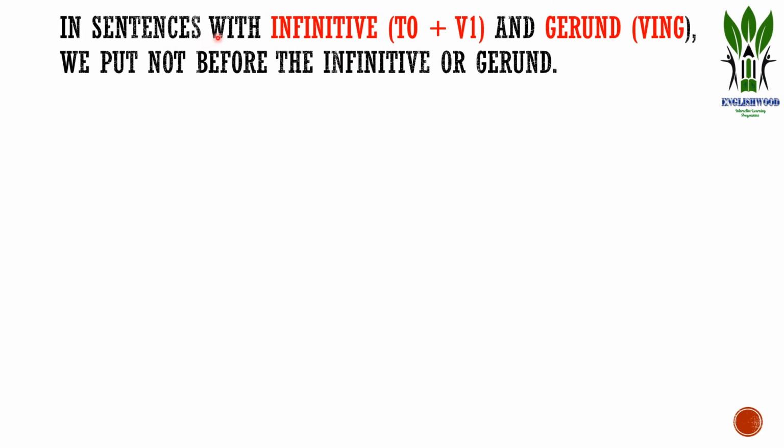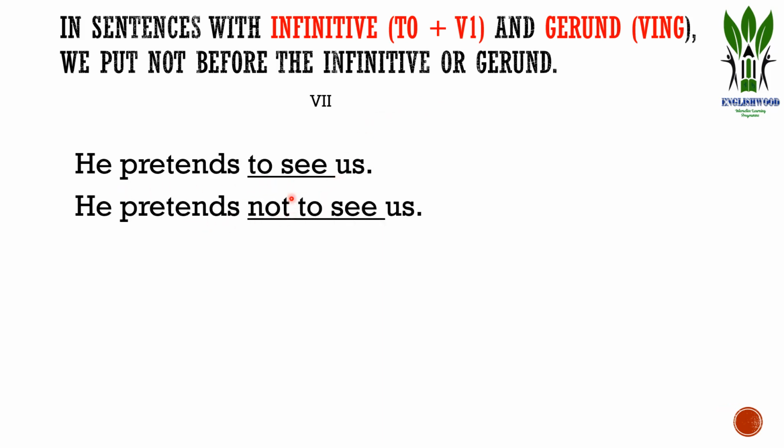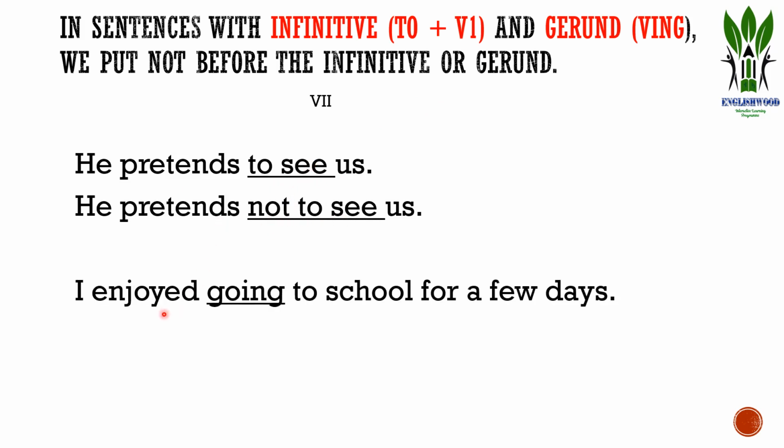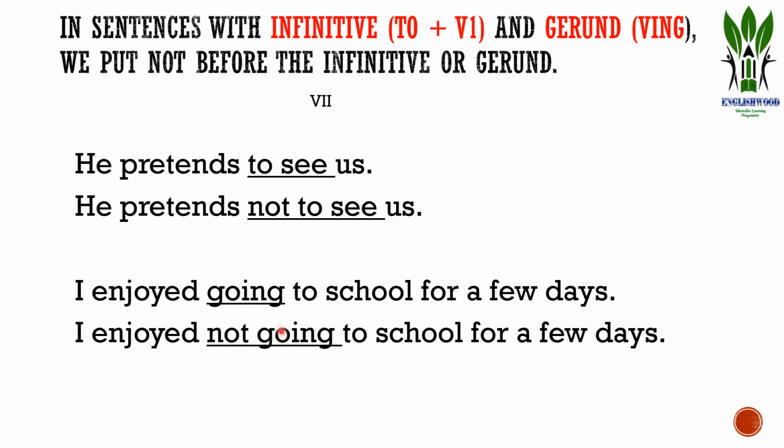In sentences with the infinitive, that is to plus verb 1, and the gerund, verb plus ing, we put not before the infinitive or gerund. For example, he pretends to see us, he pretends not to see us. So, to see us changes to not to see. I enjoyed going to the school. This is to infinitive and this is gerund. I enjoyed not going to the school for a few days.